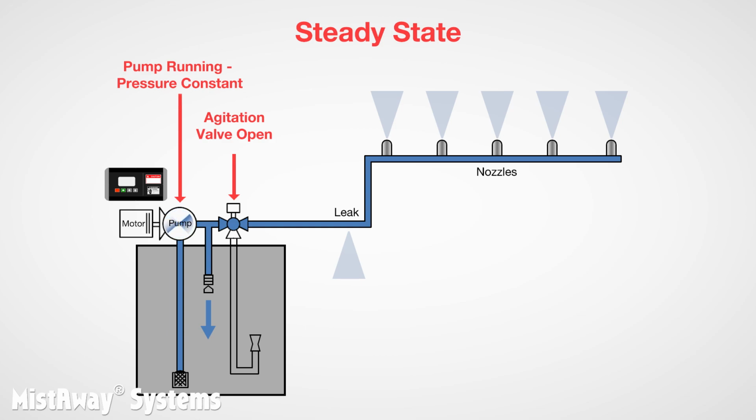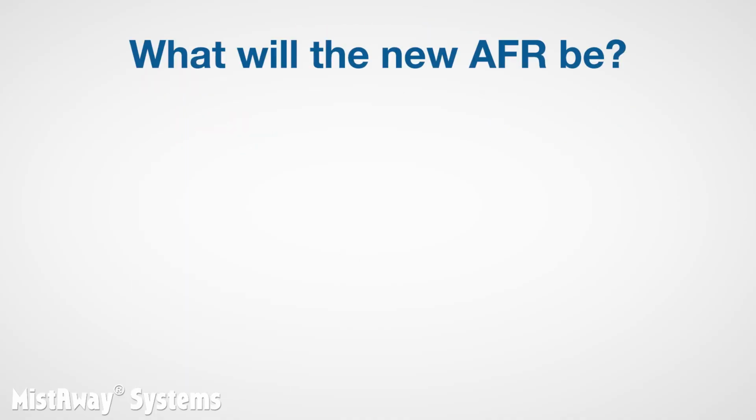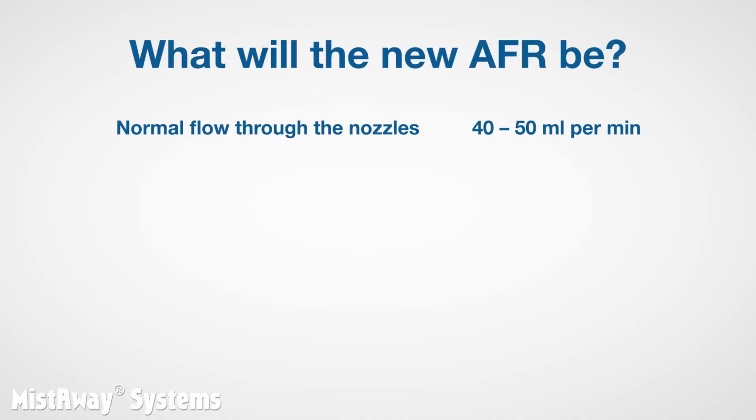So what will the flow meter reading be at the end of this mist cycle? You can think of it as having three components. First, there's the normal flow through the nozzles, which we know to be 40 to 50 milliliters per minute per nozzle, and not much more than that. Second, there's the flow through the leak itself, which can be either large or small or in between. A pinhole caused by a squirrel might be small, while a large leak might be caused by the tubing having pulled out of a fitting.